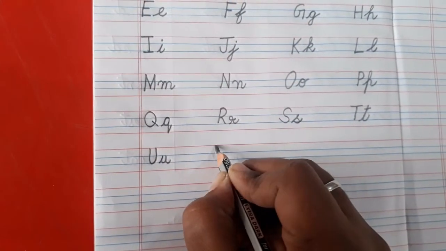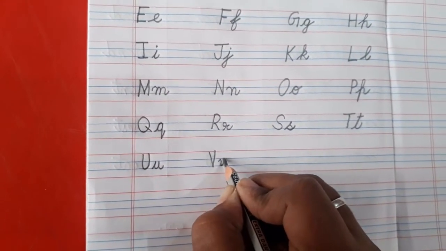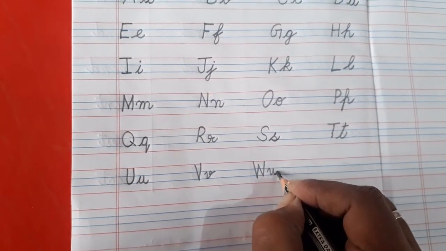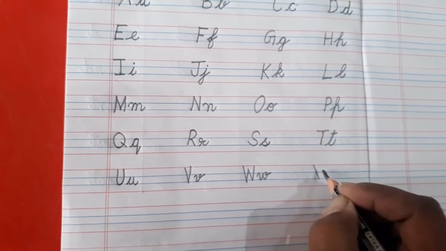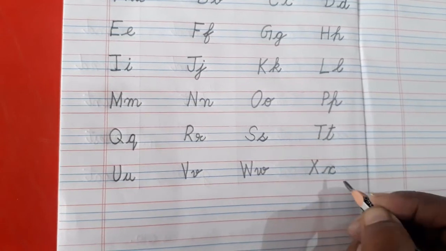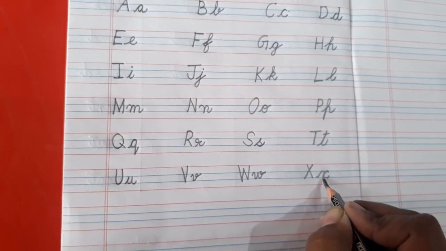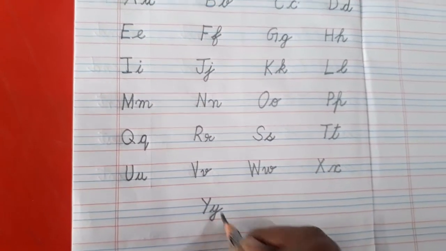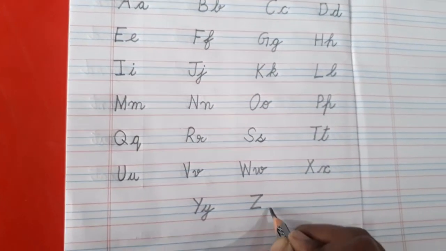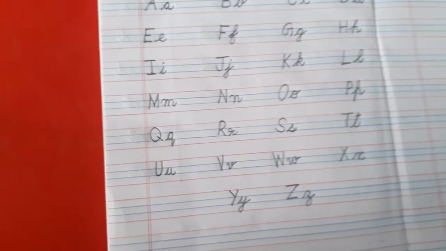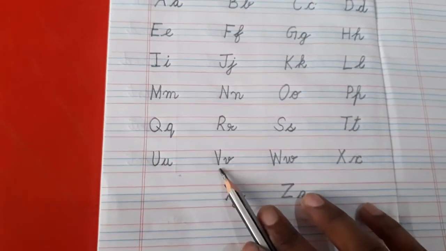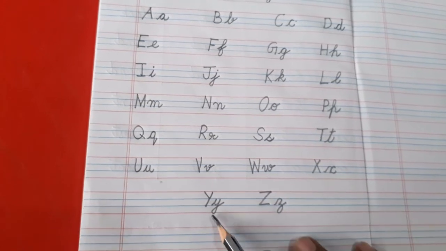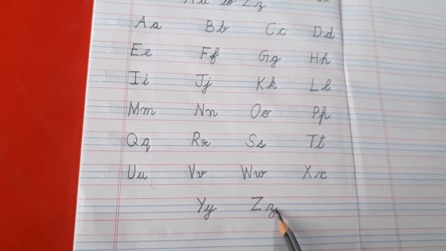U, A. V, V. W, W. X, X, X. Then we have Y, Y. Z, Z. Clear? U, Y, V, W, W, W, X, X, Y, Y, Z, Z.